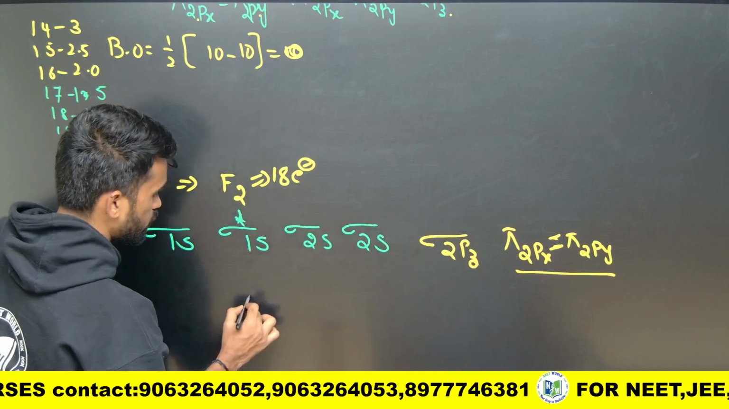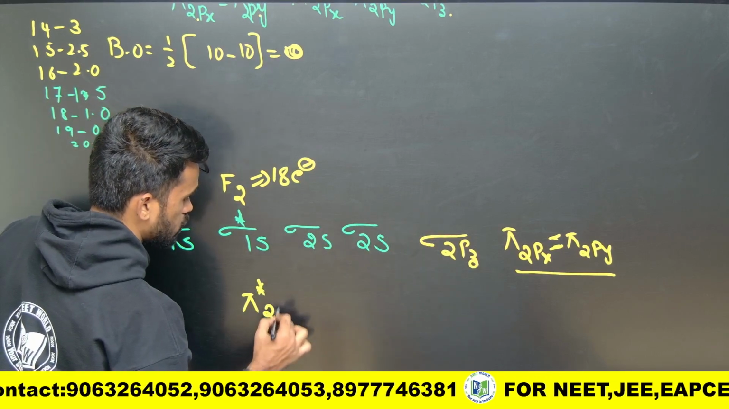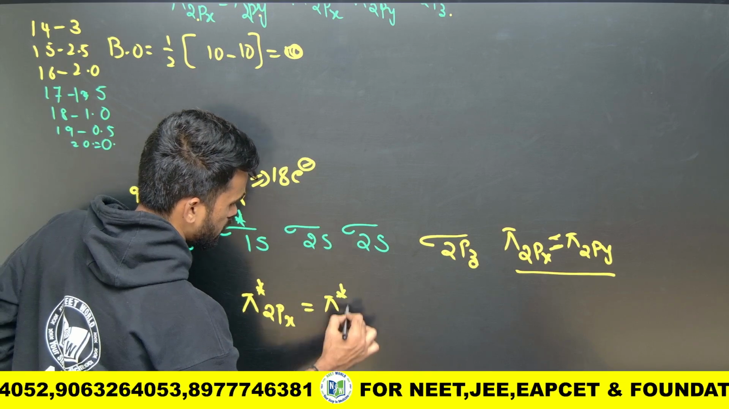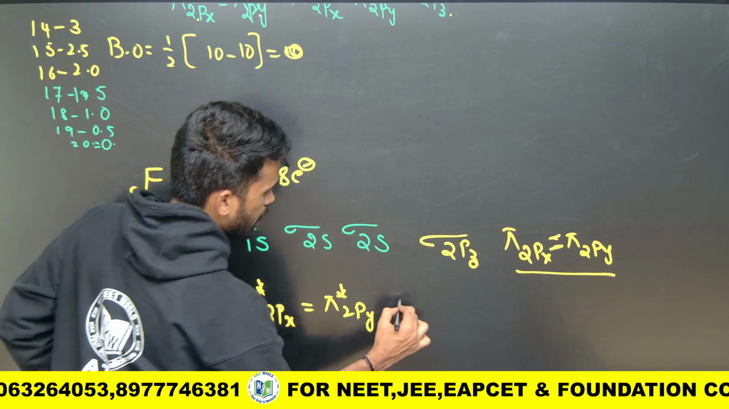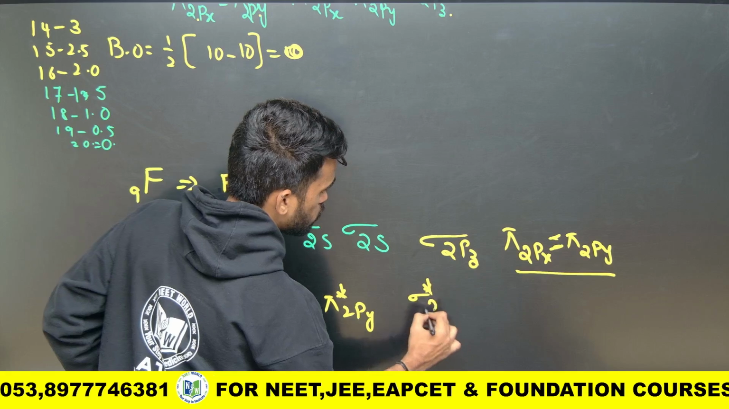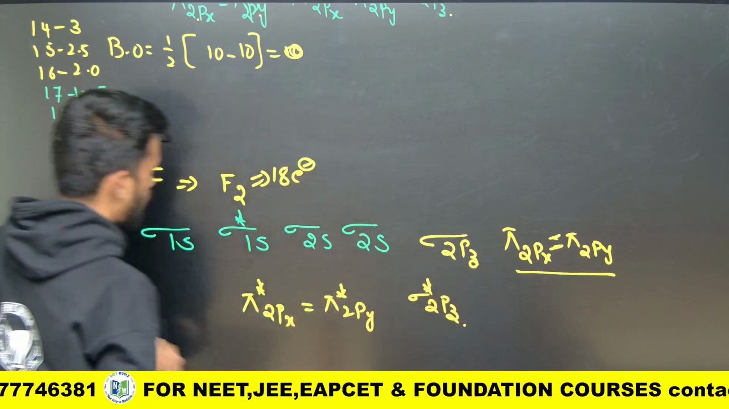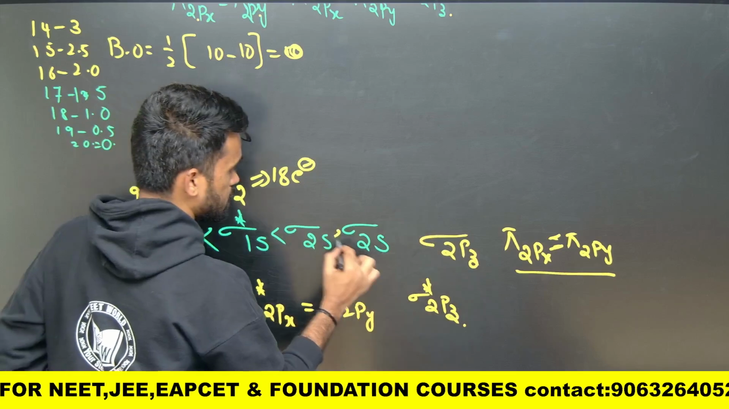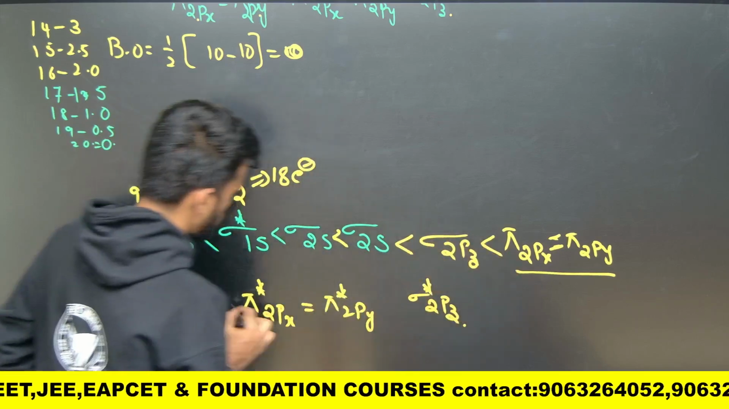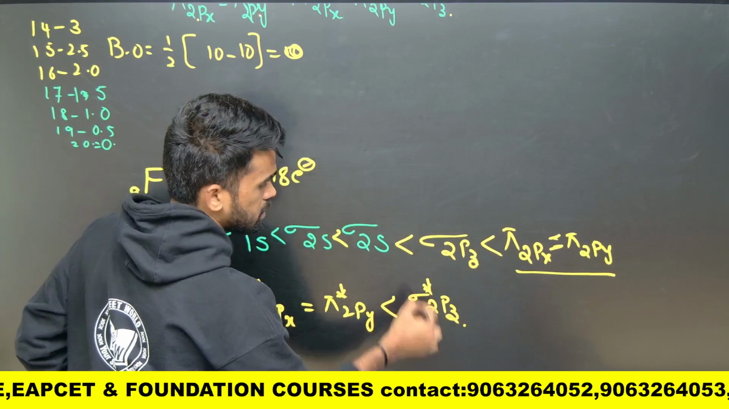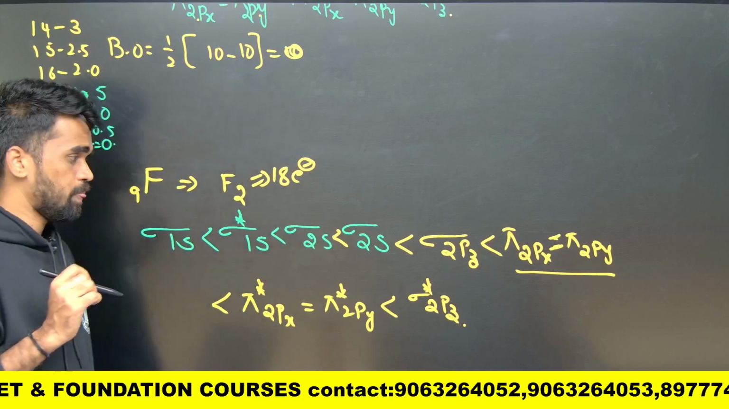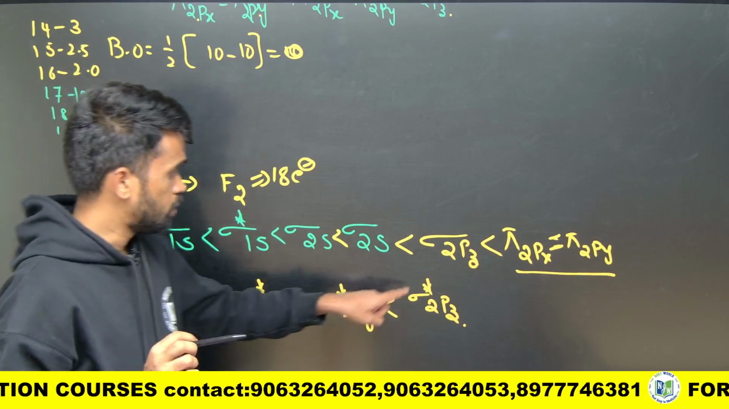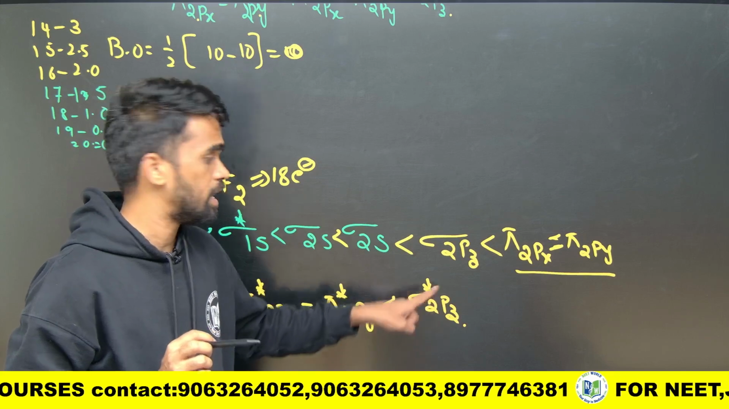After this, with respect to anti-bonding, we have sigma star 2px equals pi star 2px equals pi star 2py, and after this we have sigma star 2pz. So these are the orbitals in energy order. As I am writing like this, it means energy is increasing in this order. The last one is the highest energy orbital, the molecular orbital with the highest energy in this molecule.